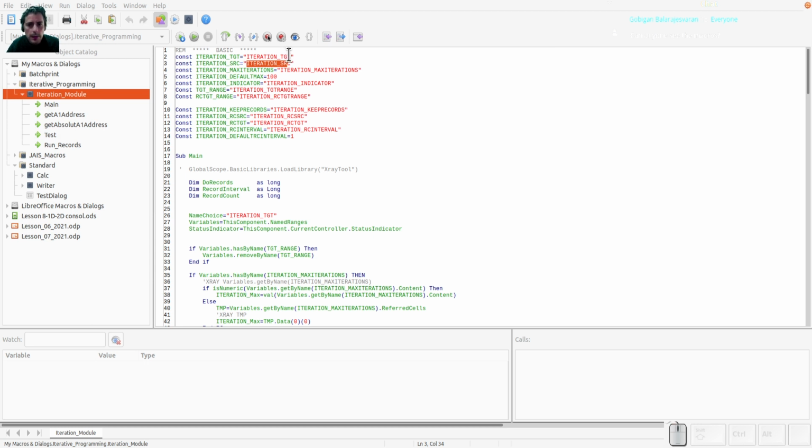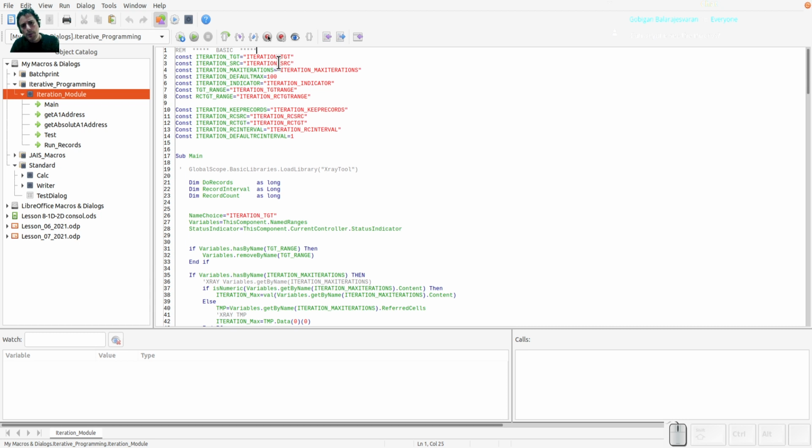Okay, so iteration underscore TGT is the variable you must define, as well as source. So TGT is a range. You select the area that you want to have copied, and iteration underscore src is one cell, the upper left corner, that you need to define.